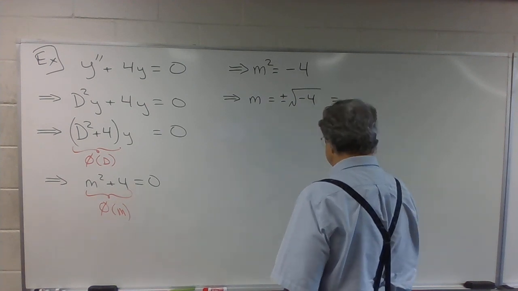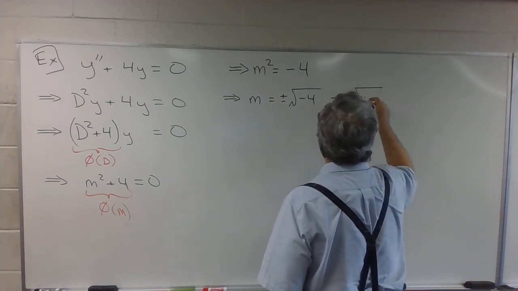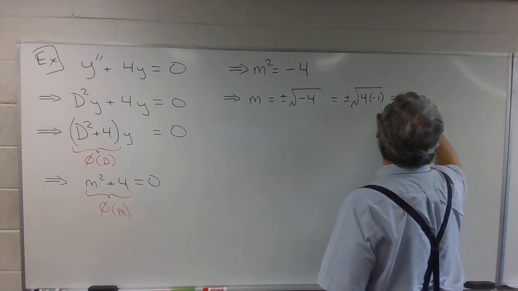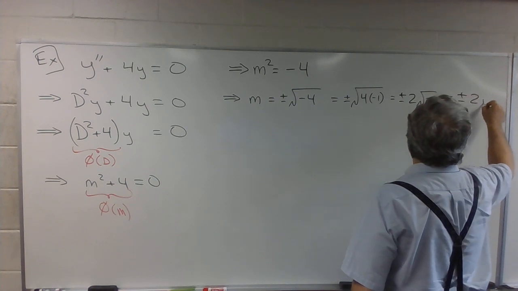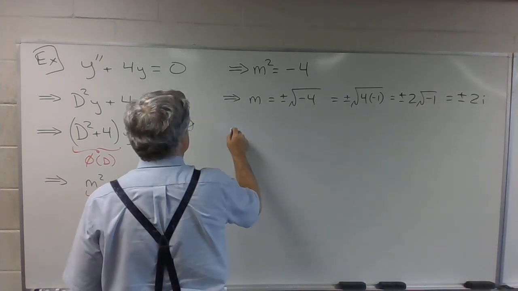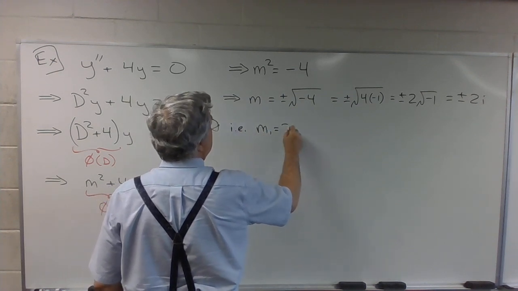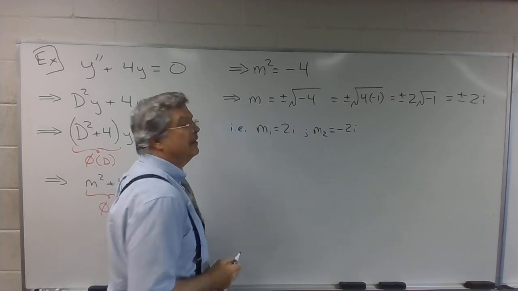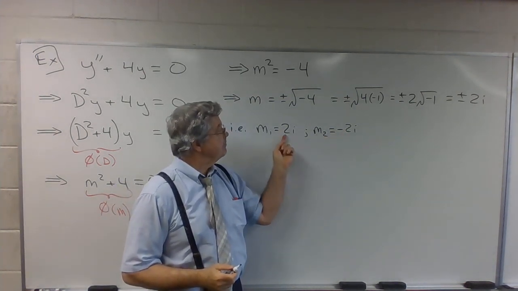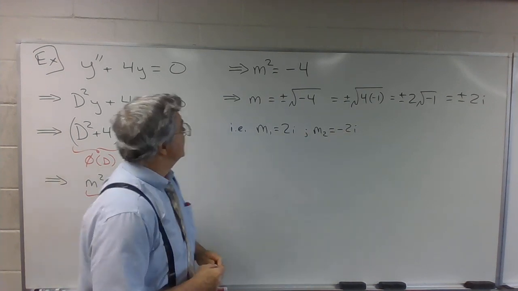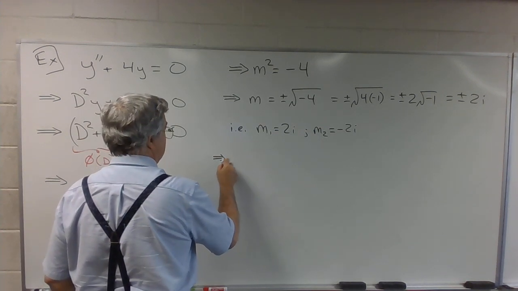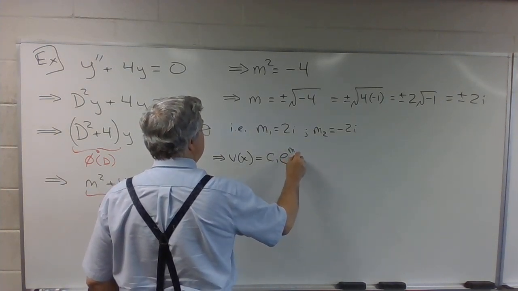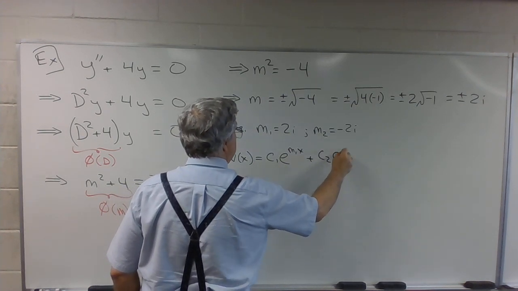See that? Conjugate pair, 2i, negative 2i. So here's our complementary solution. C1 e to the m1x plus C2 e to the m2x.